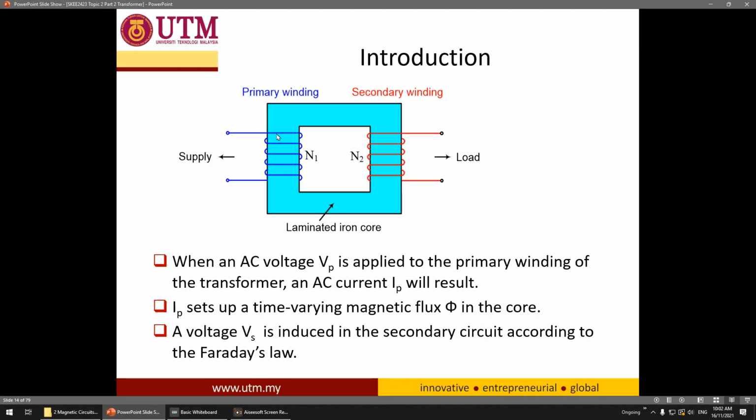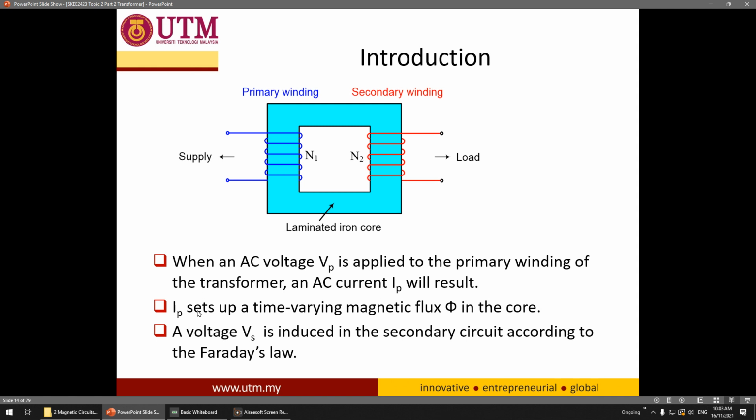So this is the standard drawing for the transformer. You can see here the supply is at the primary winding, and the secondary winding goes to the load. Okay, so make sure you understand it. Supply at primary, load at secondary.